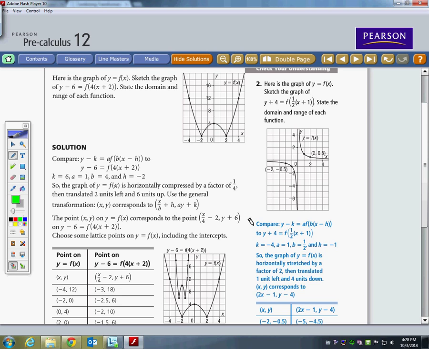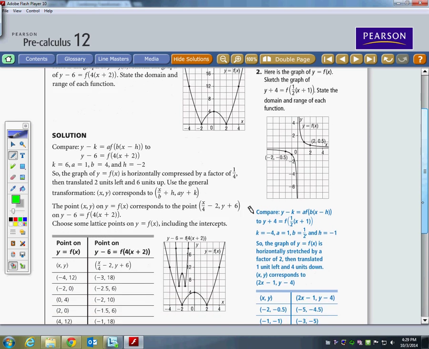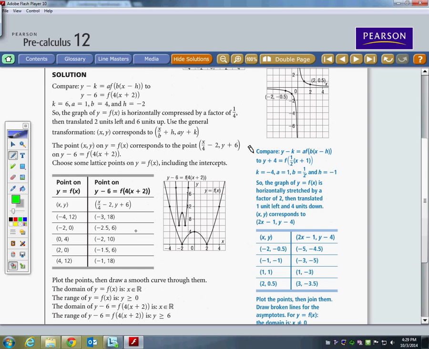Once you've done that, then you can take a look at the h and the k. So the h means that 2 will be subtracted from all the x values, and 6 will be added to all the y values. So we can pick a bunch of points from the original. They've got 1, 2, 3, 4, 5 points, and they do all these changes here, right?